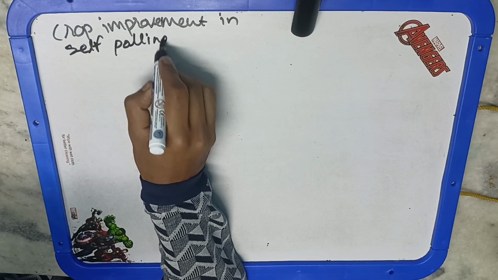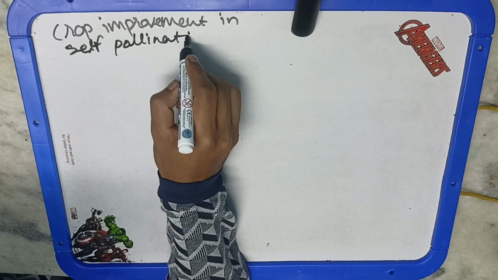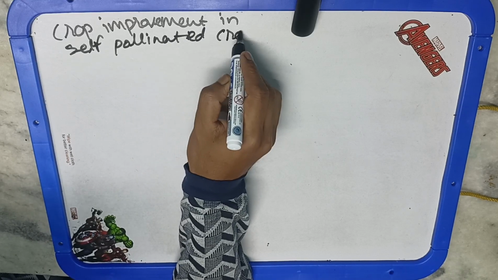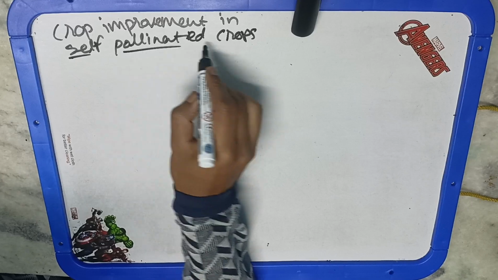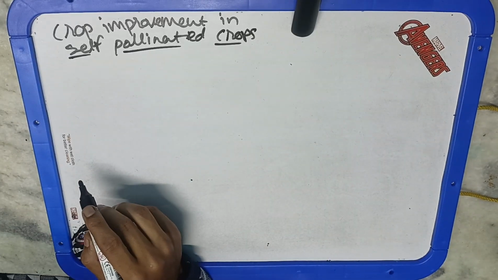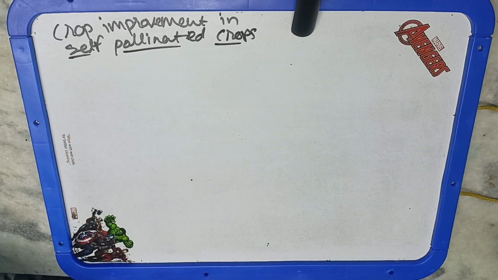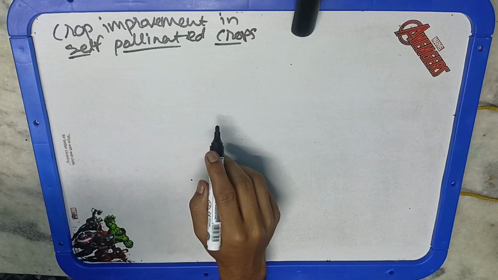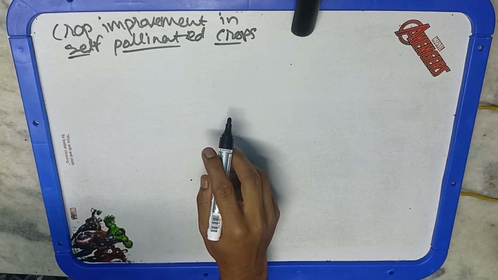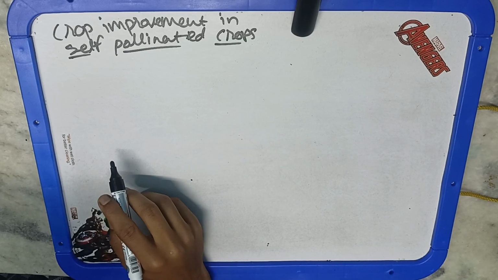Like you can see in the picture, these are the breeders. They are assessing the crop, or they might be making crosses. So in this video, we will discuss crop improvement, specifically in self-pollinated crops. I hope you all have seen the videos in which I cleared the concept of what self-pollinated crops and cross-pollinated crops are.